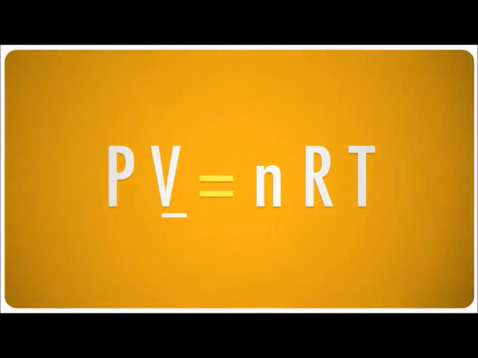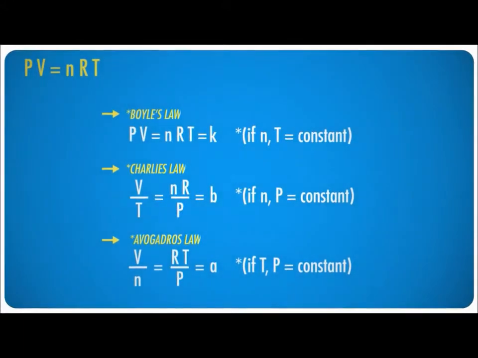Pressure times volume is equal to the number of moles of substance times a constant times temperature. PV equals nRT, the ideal gas law, which works for all gases as long as they behave themselves. Now here's the cool part. Using this equation, we can show how all of these chemists were dealing with the same relationship. They were just clumping various variables together in different orders.